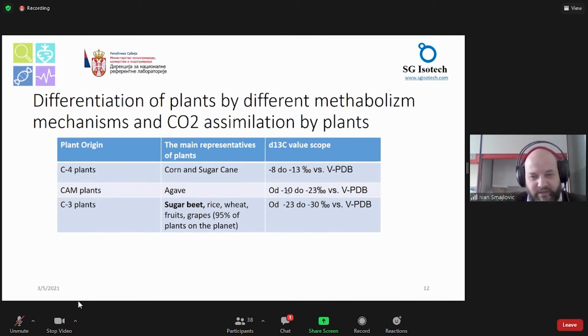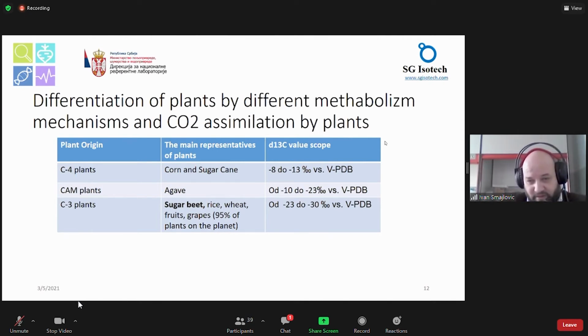For CAM plants, it will be from -10 to -23 per mil versus VPDB. And for C3 plants, it will be from -23 to -30 per mil versus VPDB. These are not such big differences, but they are very stable.